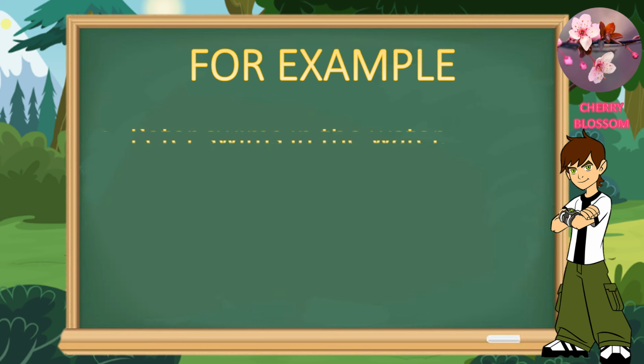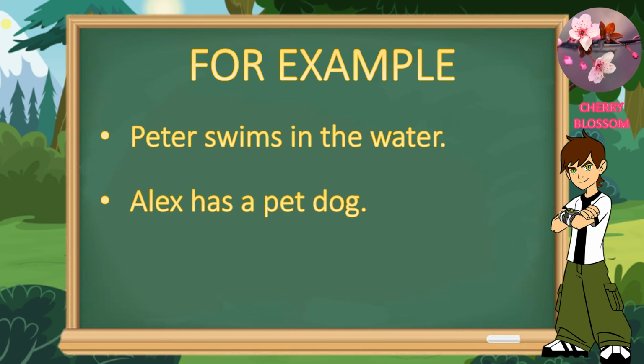For example, Peter swims in the water. In this sentence, the word Peter begins with a capital letter P and ends with a full stop and also makes a complete sense. Alex has a pet dog. In this sentence, the word Alex begins with the capital letter A and ends with a full stop and also makes a complete sense. Right.